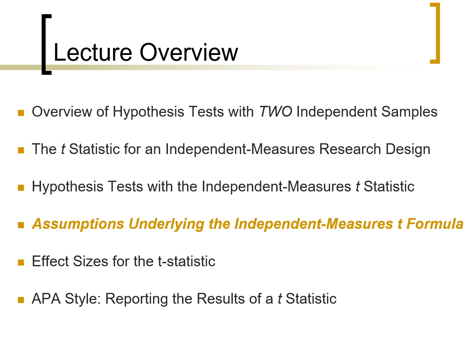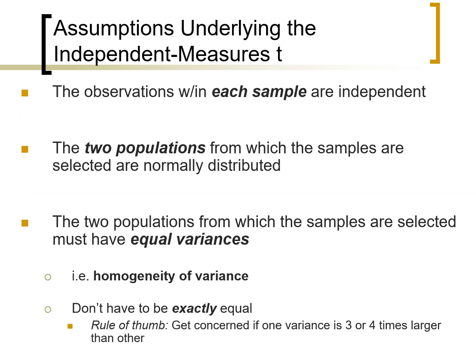So let's look at some assumptions underlying the independent measures t process, formula, statistic. I interchange those in this case. So first of all, we have two samples, and now we have some considerations involving those two samples that, again, these are assumptions. That means that here are situations in which it's appropriate to do the test.